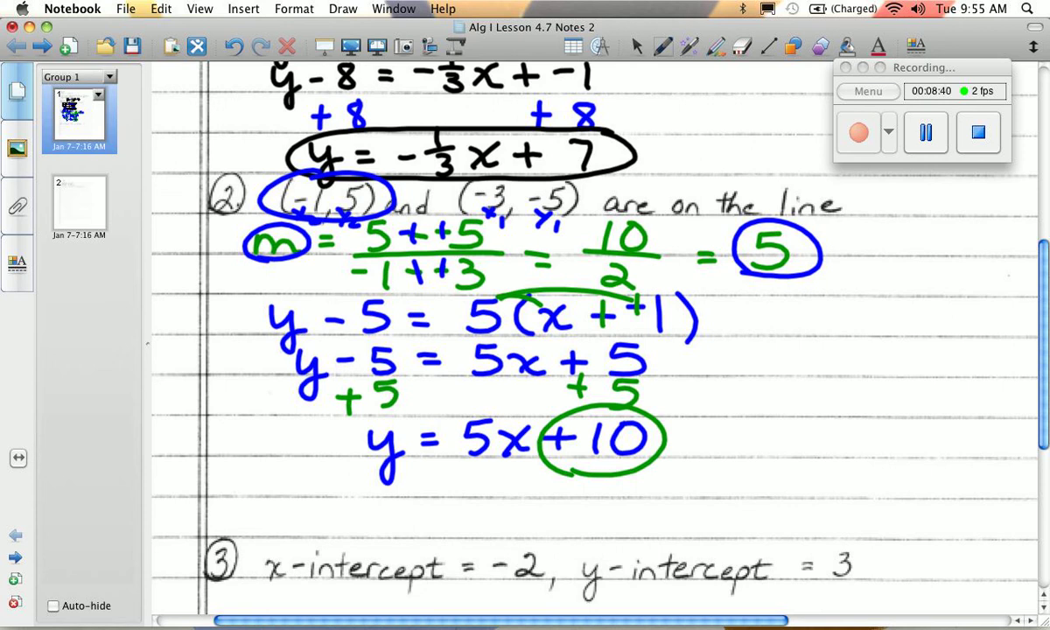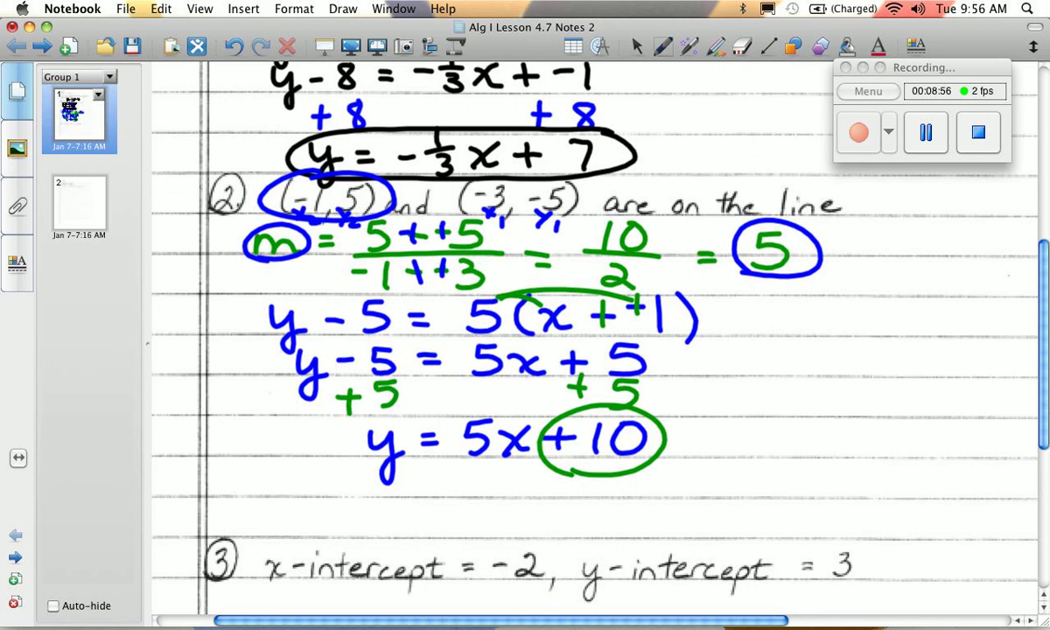So maybe the first question should have been, what's the y-intercept? Or did I ask that? Did I ask where it was crossing the y-axis, right? It's crossing at 10, okay. So if it's not crossing at 0, then it's not a direct variation. That's kind of like, it has to go through the origin, doesn't it?